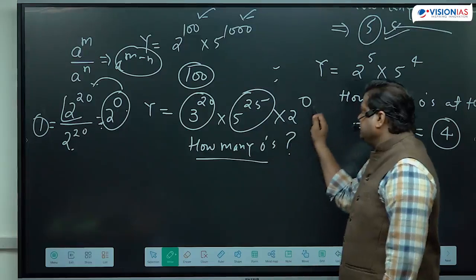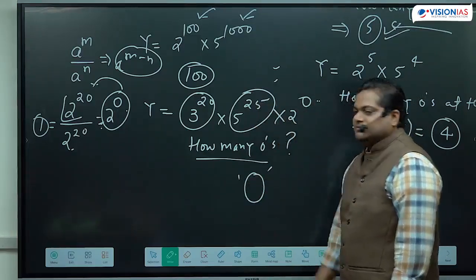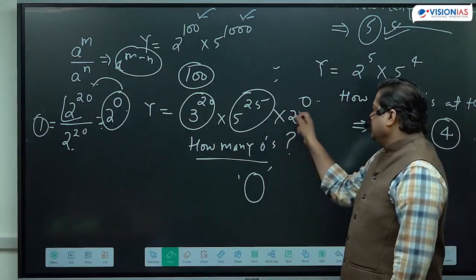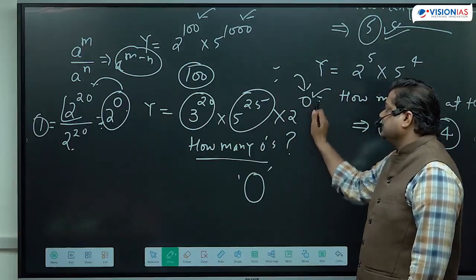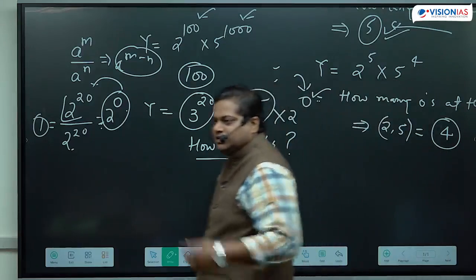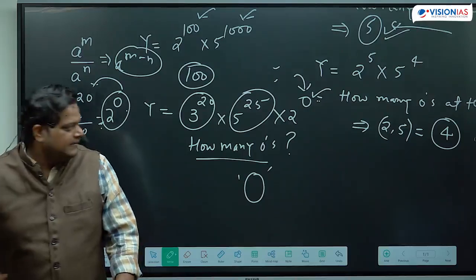तो यहाँ पे how many zeros we are getting? Answer is, we are not getting any 2 here. How many 2s are there? 0 2s are there. How many zeros we can get? एक भी नहीं है ना.